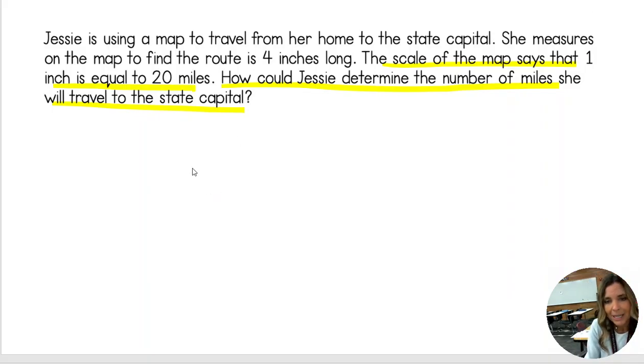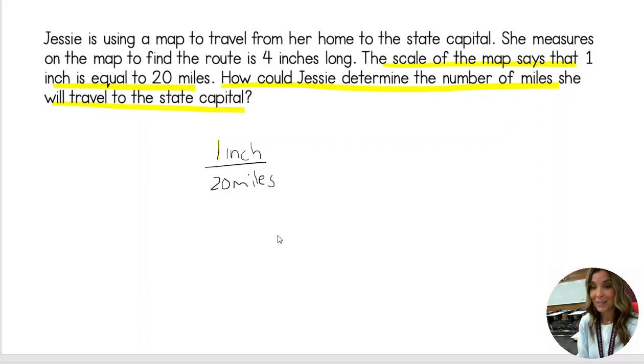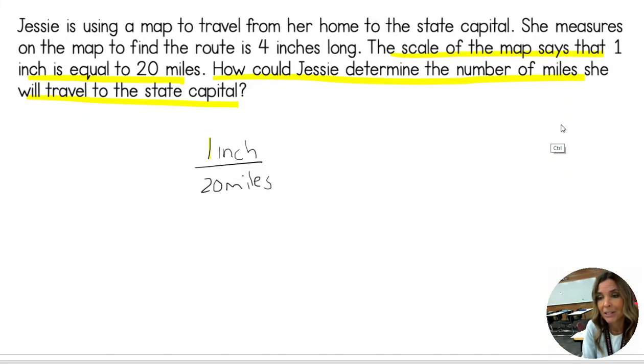Okay, so let's go ahead and write that scale of the map as a ratio. Okay, so 1 inch is equal to 20 miles. So when you are using scale factor in scale drawings, when you're using a scale, you have to make sure that when you write your ratios, you write them with equivalent units matching up in the same place. So I'm going to show you what I mean by that in just a second.